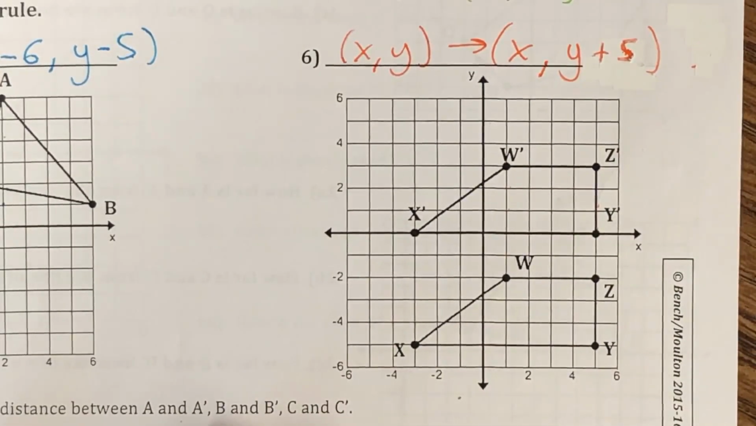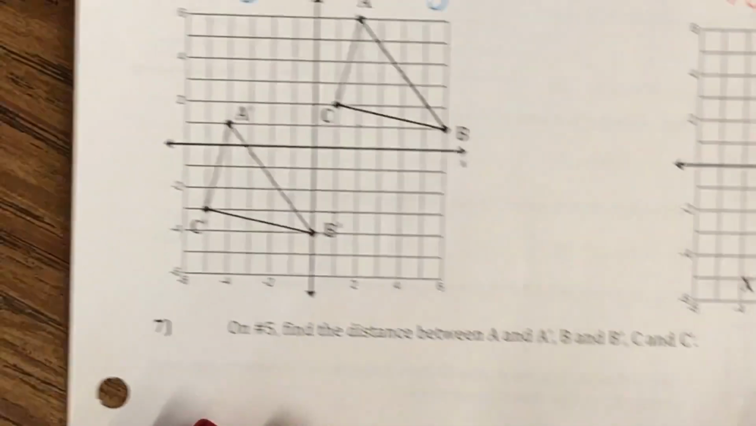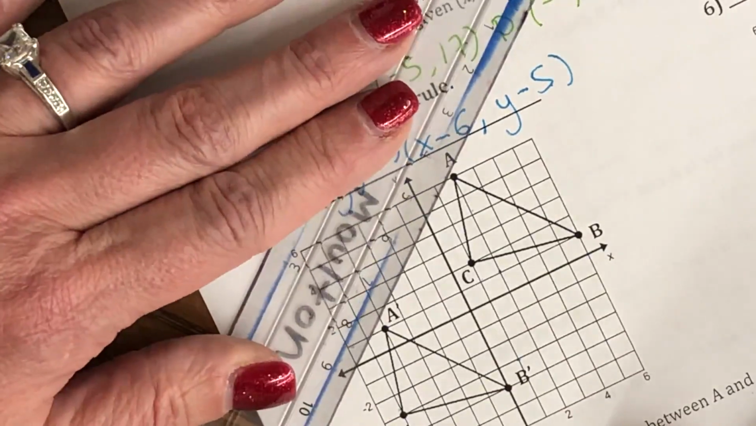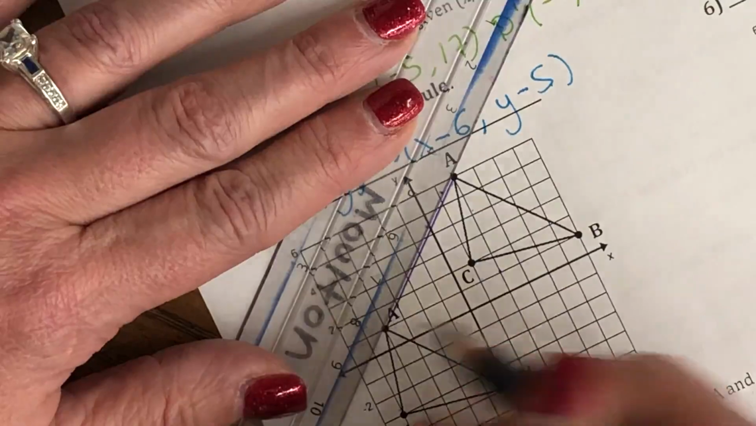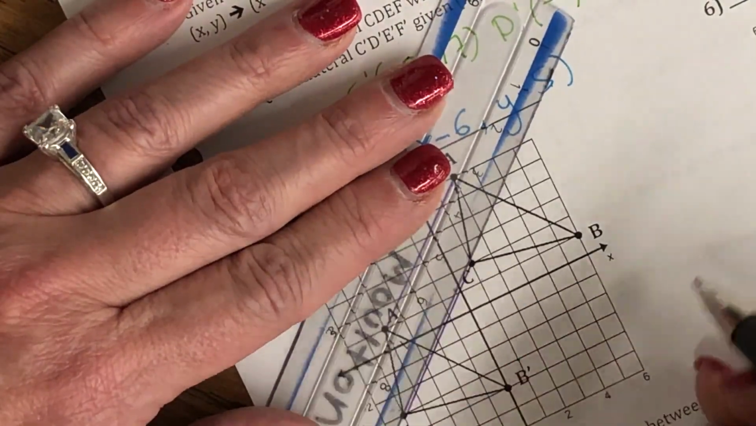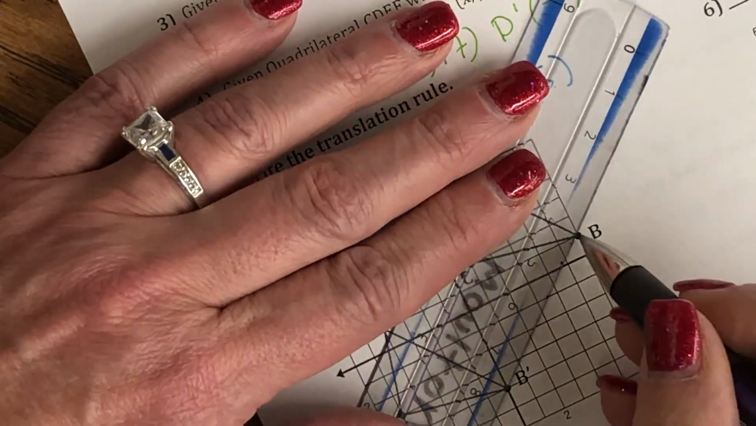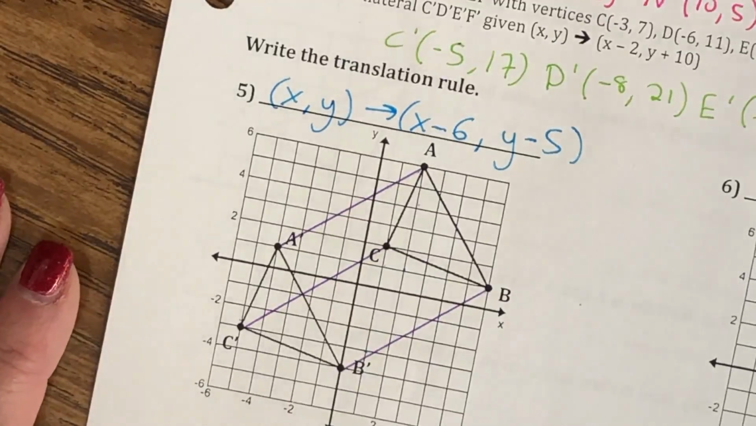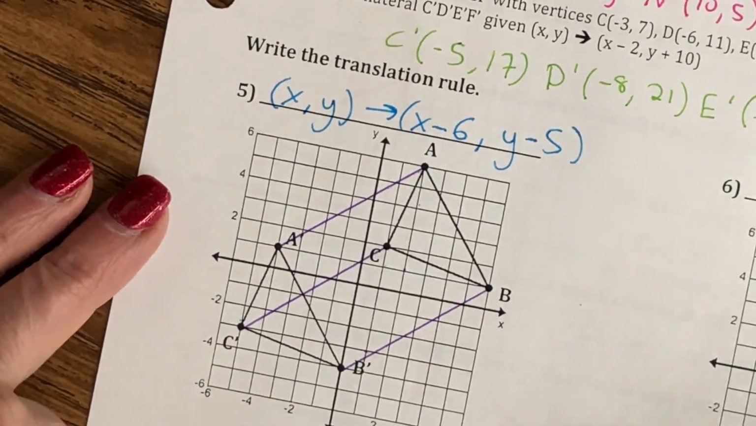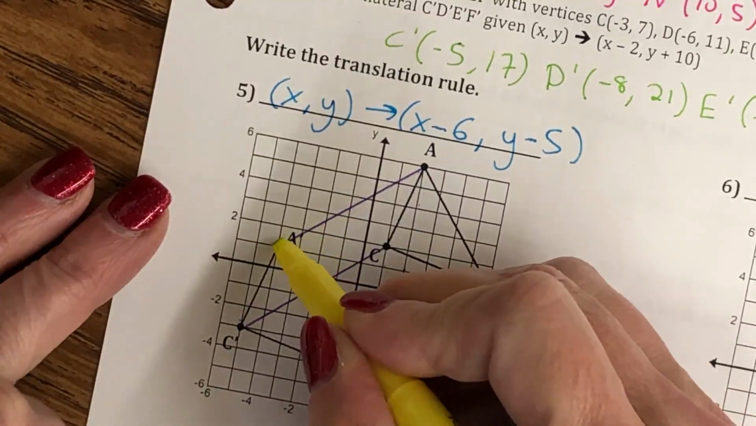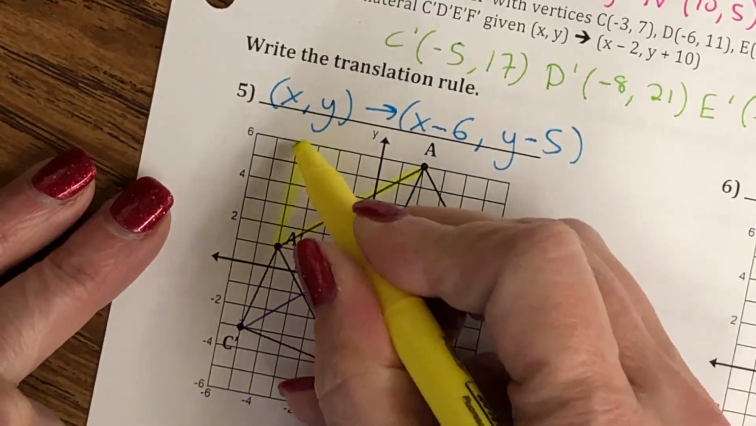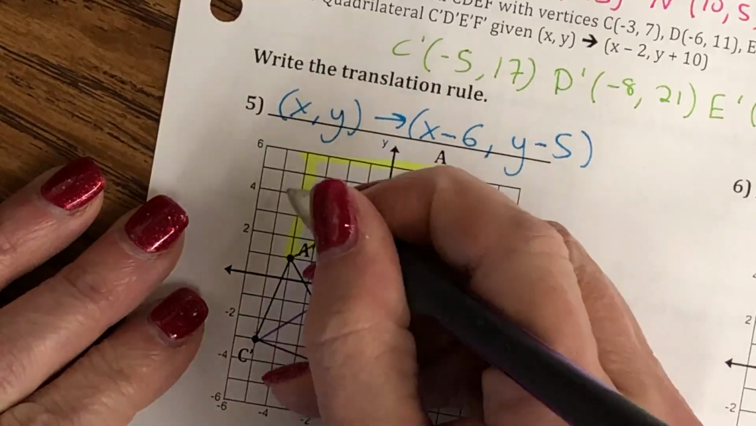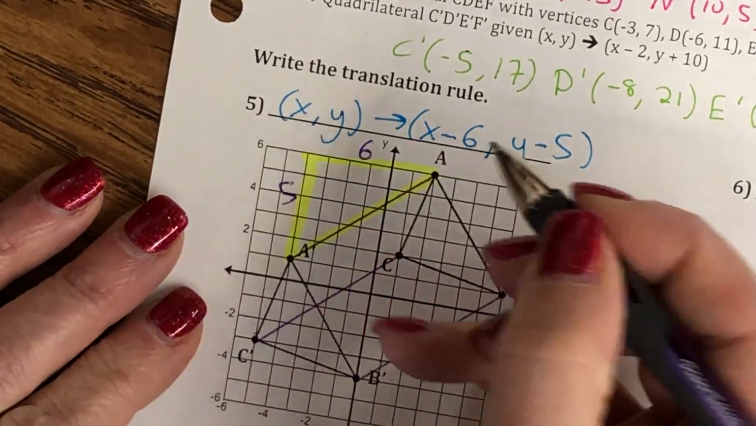Okay, on number 5, find the distance between A prime, B prime, and C prime. So I want to find the distance between the pre-image and the image. So how far is it from A to A prime, from C to C prime, and B to B prime? Let's go ahead and use our Pythagorean theorem. We could use the distance formula as well. It doesn't matter which one you want to do. So I have my hypotenuse right here and my 2 legs. So I go up 1, 2, 3, 4, 5 and right 6.